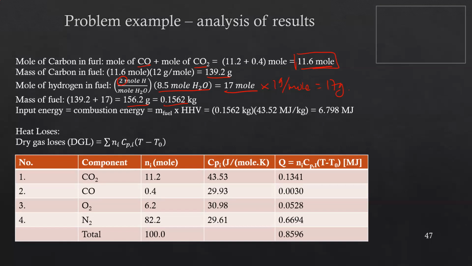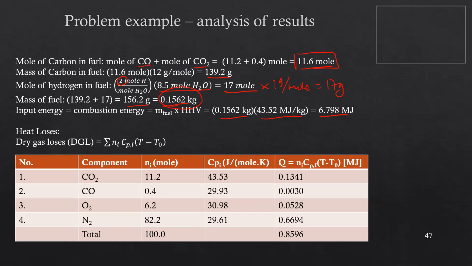Okay, so after that, we calculate the input energy. We need to calculate the input energy based on these calculations. The input energy will equal the mass of the fuel multiplied by the HHV. The mass of the fuel we already got from the previous calculations, which is 0.1562 kilograms. We multiply by the HHV, then we get 6.798 megajoules.